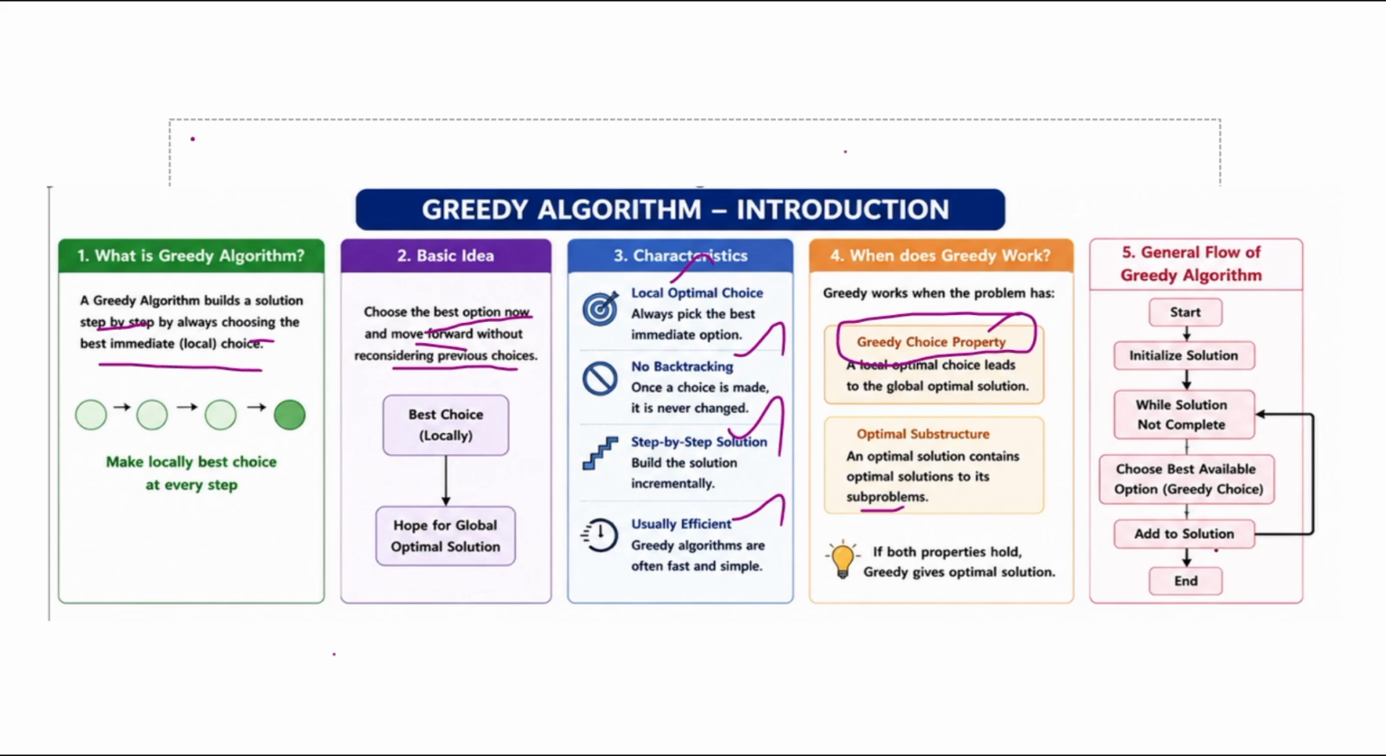This is the workflow of the greedy algorithm. The important thing is the basic idea behind greedy: choose the best option now and move forward. Whichever option is currently best, take that option and move forward. Don't think about the previous answer. This is the main idea behind the greedy algorithm.